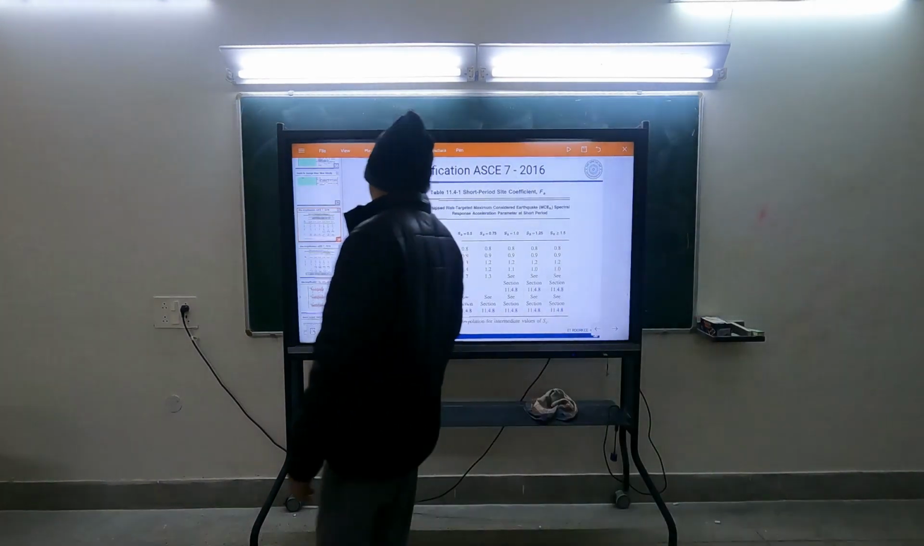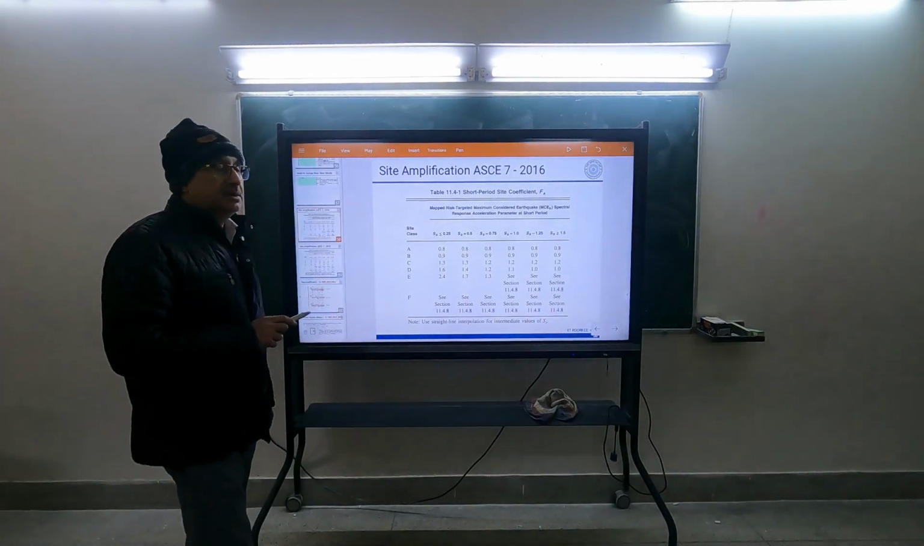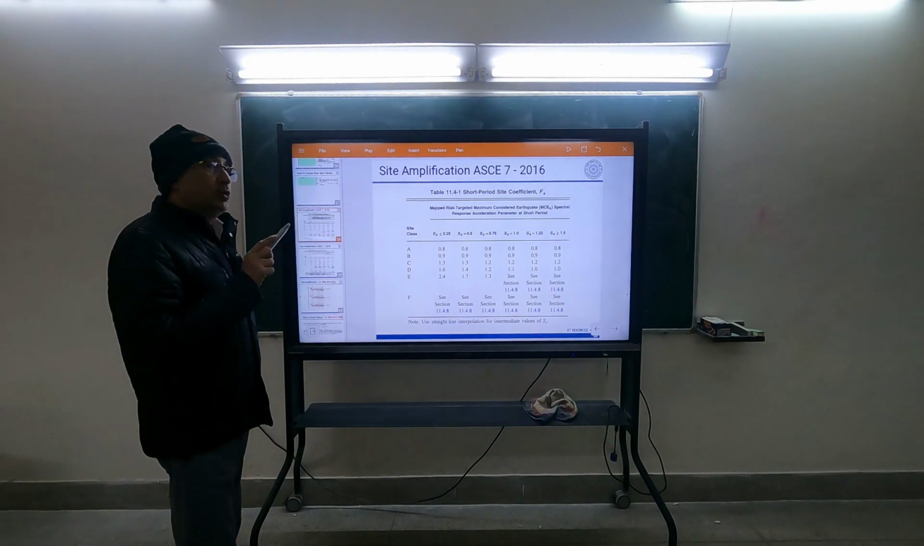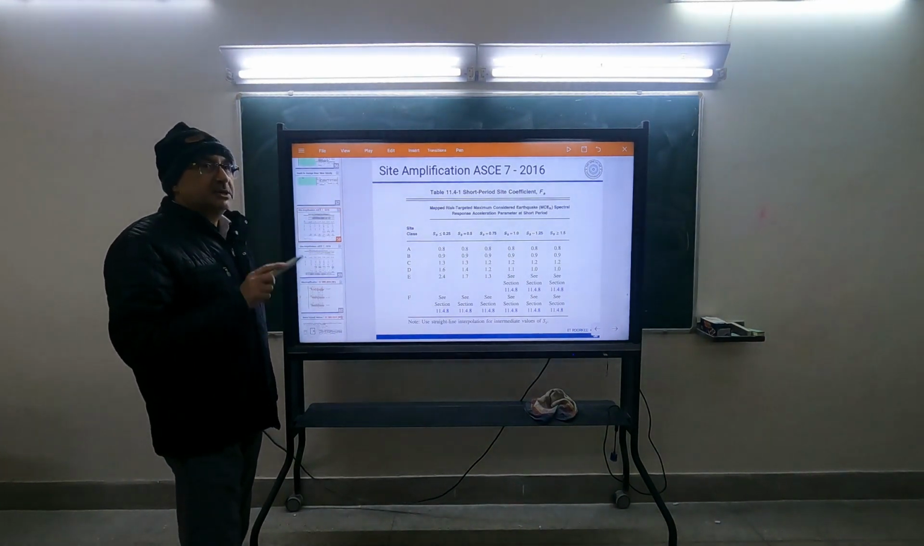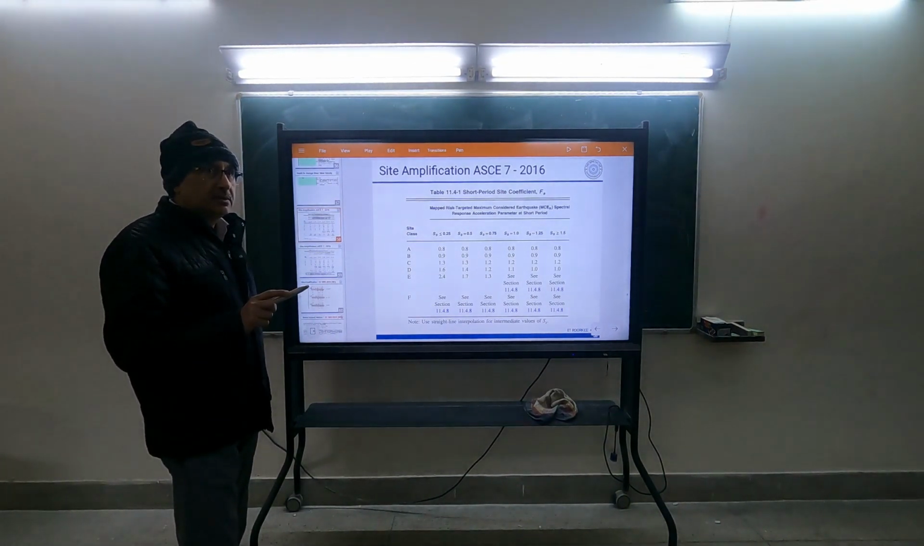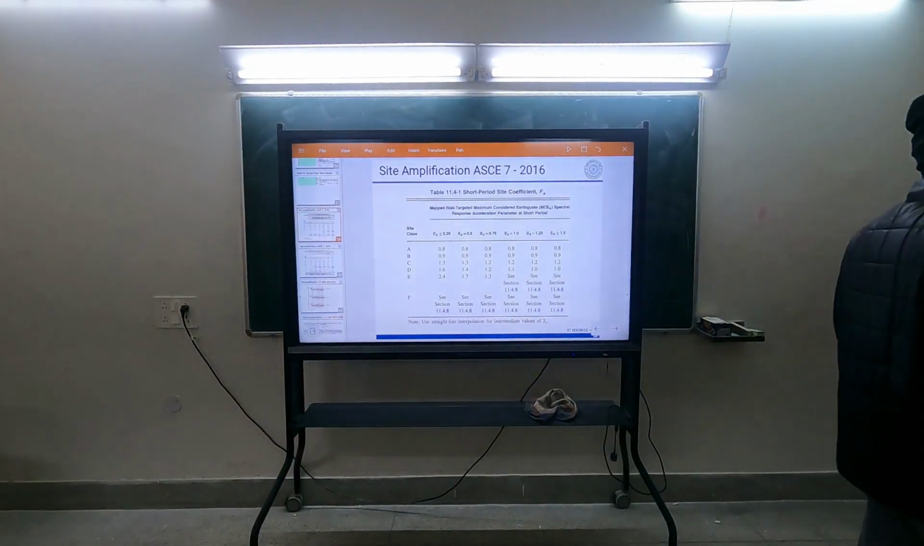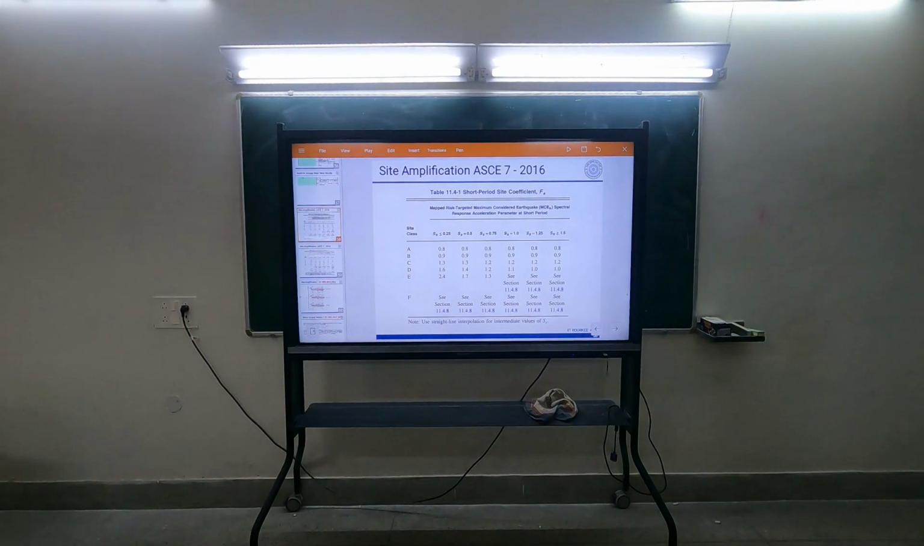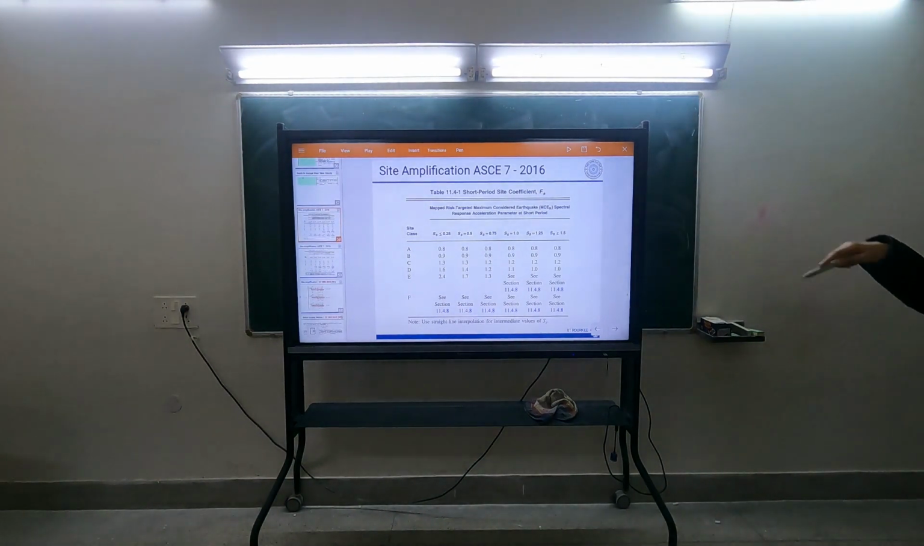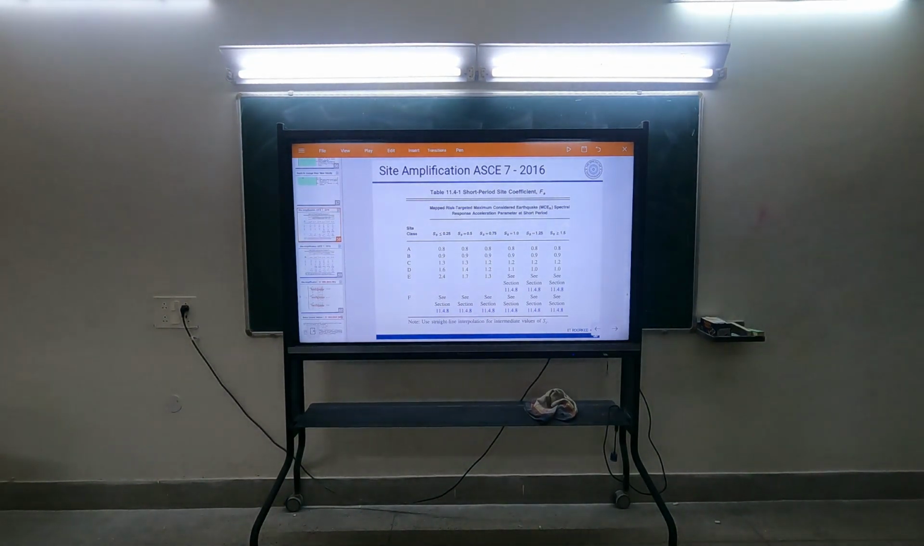It gives tables for FA and FB. Actually, these tables are available only up to 2016. In 2023, they have a portal. You give your site class there, and it will give you the spectrum automatically for that site class.